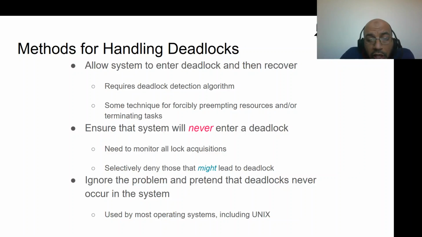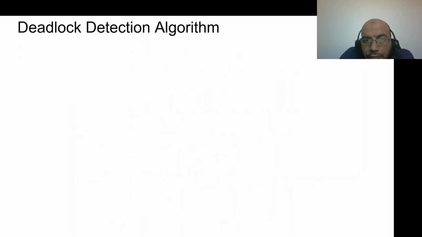This is actually the way that most operating systems operate. They basically say that, okay, deadlocks will never occur. If they occur, then you file a bug report, and then the bug report will be handled. And this is why you get hundreds of Windows system updates every week, as people file all sorts of reports when a deadlock happens.